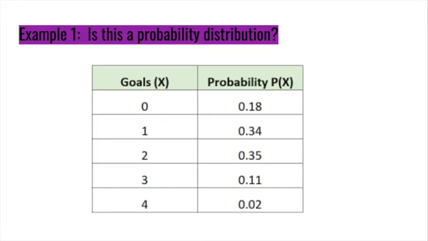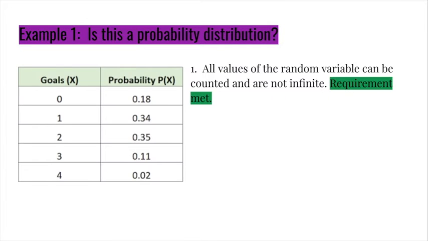So here's the first example. Is this a probability distribution? The first thing we're going to look at is the first requirement, which is that all of the values are countable and are aligned with their corresponding probabilities. Since we see that these are not infinite numbers and they're able to be counted, and they're also aligned with probabilities, this requirement is met.